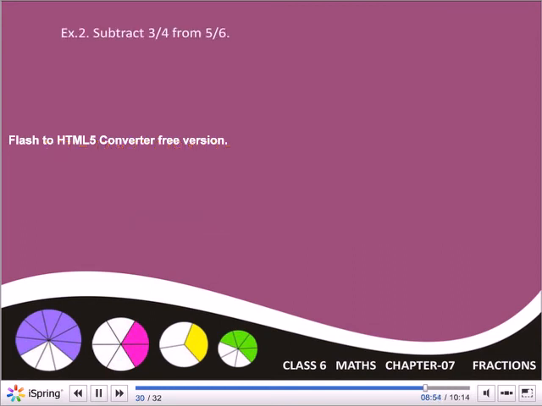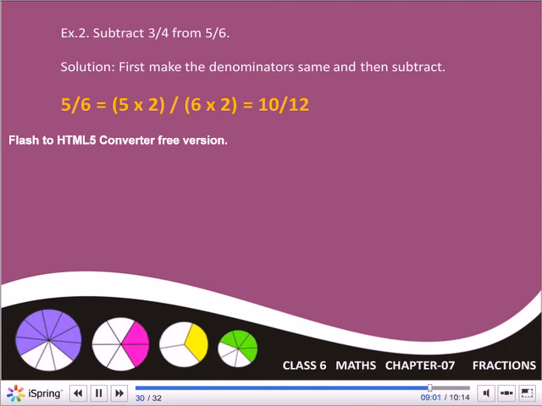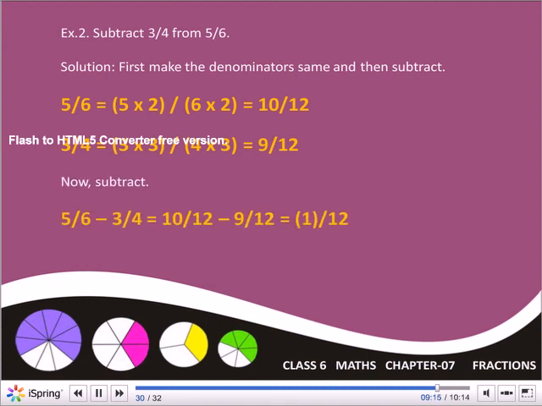Example 2. Subtract 3/4 from 5/6. First make the denominator the same and then subtract. 5/6 is equal to 5 into 2 divided by 6 into 2, which is 10/12. 3/4 is equal to 3 into 3 divided by 4 into 3, which is 9/12. Now, subtract 5/6 minus 3/4, which is 10/12 minus 9/12, equal to 1/12. So 1/12 is the solution.